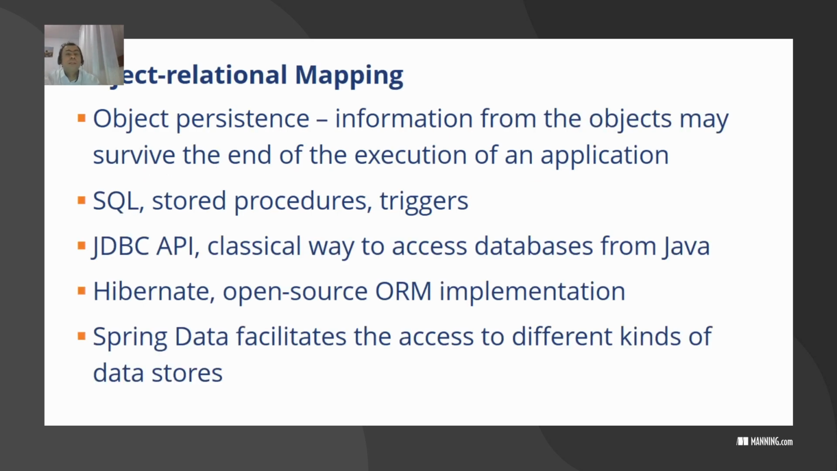To remind you what object-relational mapping is, we talk about object persistence. If we have an application and we execute it, there are many situations when we would like the information from the objects in the memory to survive the end of the execution of that application. And this is object persistence. We would like to save the information from these objects, most likely to a database. And we have a few possibilities to do this.